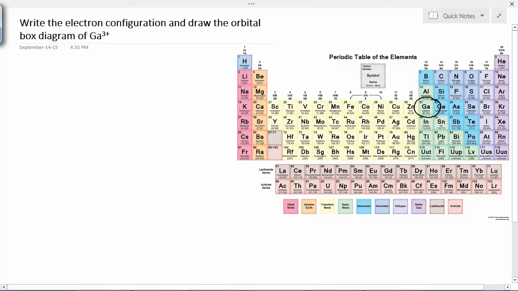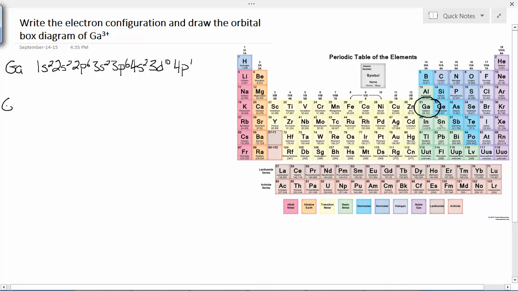So what about a cation? Well, it's different. It's the other way around. The cation, remember, is going to lose electrons. So we're going to look at gallium. Gallium's right there. It's in the 4th row, element number 31. So it's 1s2, 2s2, 2p6, 3s2, 3p6, 4s2, 3d10, 4p1.